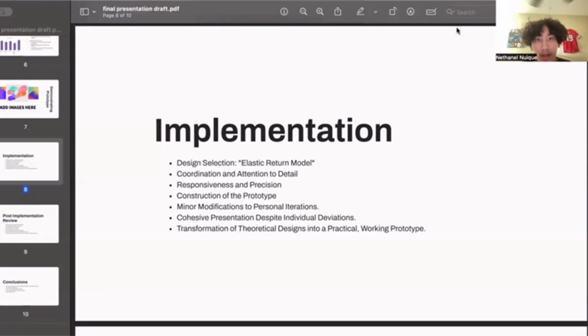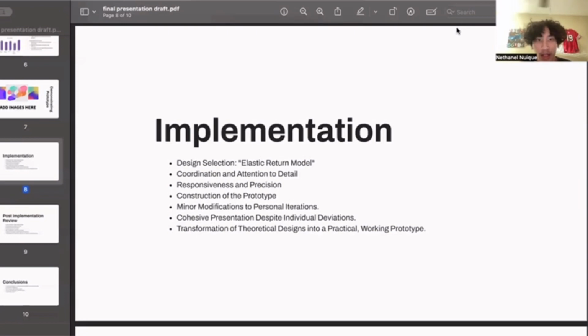The next bullet point is coordination and attention to detail, which basically means that you had to coordinate measurements and pay attention to details, because the most little thing can be a big deal. Like say the string of the mechanical hand. When you pull it down, it should be able to close, which is a very big deal.